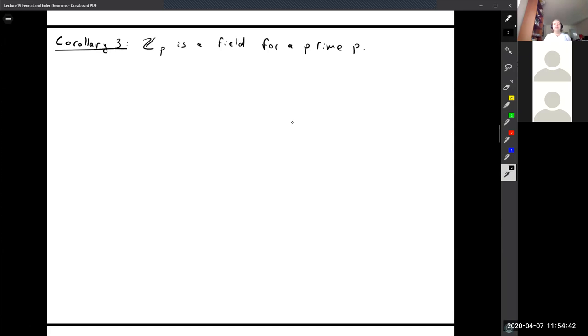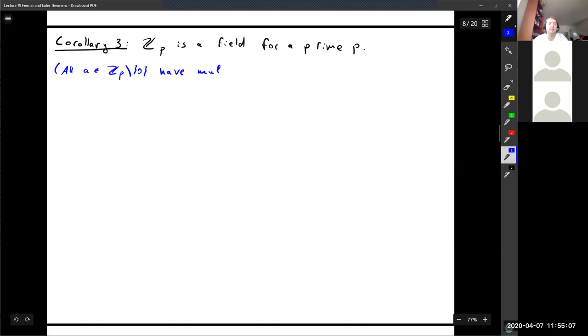In other words, now we can say that all non-zero elements of Z_P have multiplicative inverses. All A belonging to Z_P minus 0 have multiplicative inverses, A inverse in Z_P minus 0.